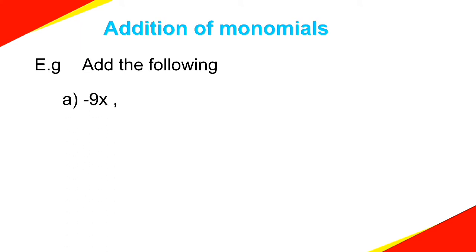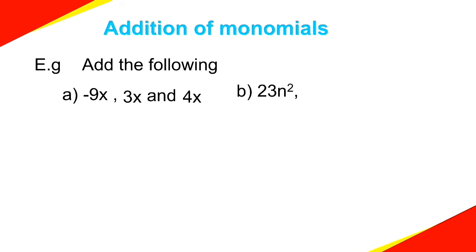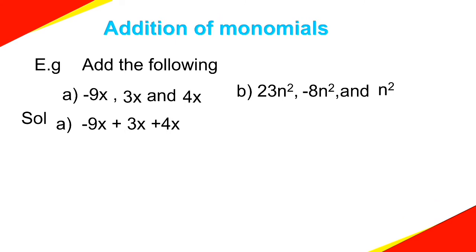Addition of monomials. For example, add the following. Option A, minus 9x, 3x and 4x. Option B, 23n square, minus 8n square and n square. Now we are going to solve. Option A, that is minus 9x plus 3x plus 4x, because he said in the question add.